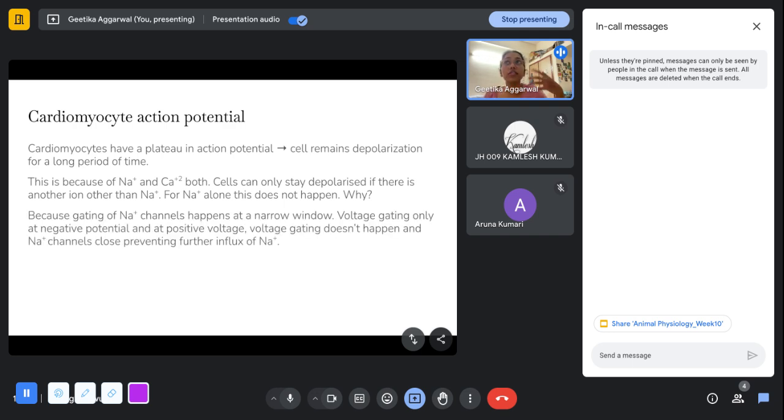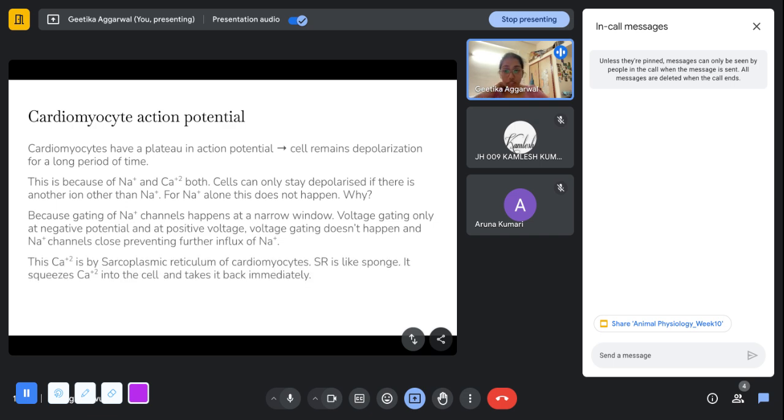Why is this? Because the gating of the sodium channels is such that it happens in a very narrow window, and the voltage gating only opens when the potential is negative, and as soon as the potential becomes positive, the gating closes and the sodium cannot move inside the cell anymore. And that is when the calcium gets squeezed out of the sarcoplasmic reticulum in a way and leads to the plateau. The calcium needs to be tightly regulated because otherwise it can lead to toxicity in these cells. So these are some pointers to keep in mind. You can refer to these later as well when the slides become available to you guys.